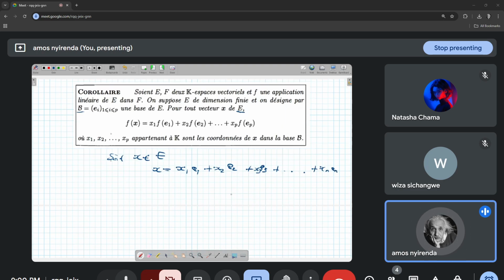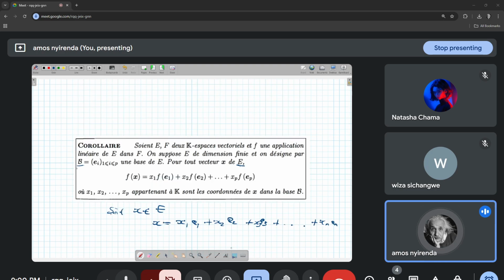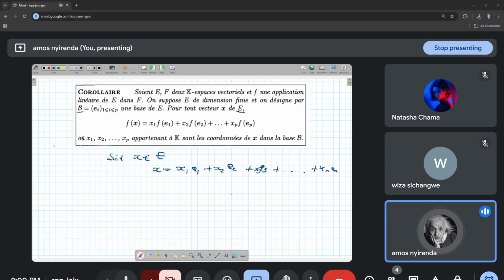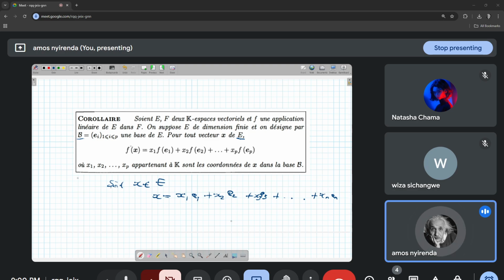So we looked at these things. Any vector x can be decomposed in this particular way, where x1, x2, and x3 up to xn are known as the coordinates of the vector x in this particular basis system that we have here. So you get this proposition, or this corollary, if you apply f. If you apply f, what are you going to get? f of x is equal to f of x1 e1 plus x2 e2 plus dot dot dot, and then plus xn en.